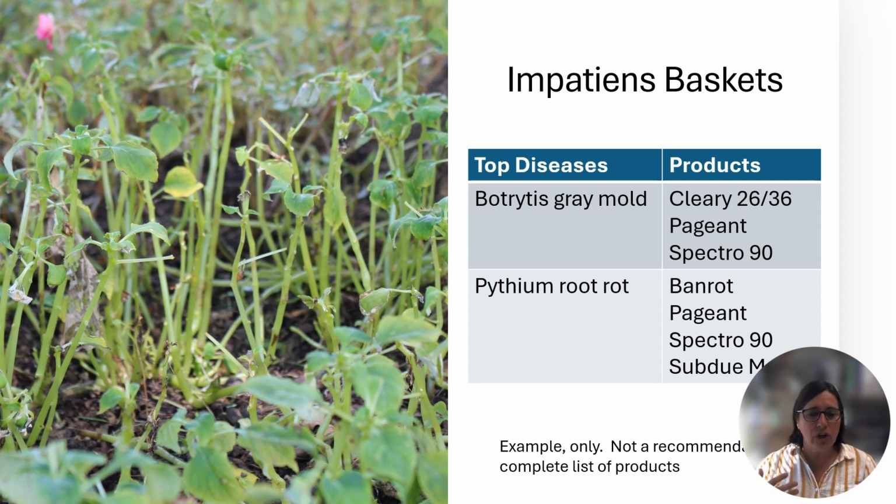All right, so I've gone to these guides, the ones I've told you about, and I have identified some products that are effective against these two primary pathogens. For Botrytis gray mold, some of the top fungicides are Cleary's 3336, Pageant, and Spectro 90. And then for Pythium, Banrot, Pageant, Spectro 90, and Subdue Maxx. So those are some common fungicides. That's not all of them, but those are the ones that I have chosen to consider in my fungicide program at this point.